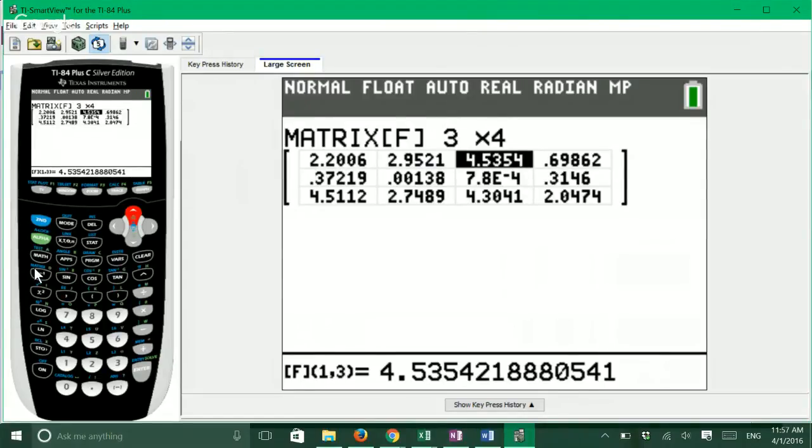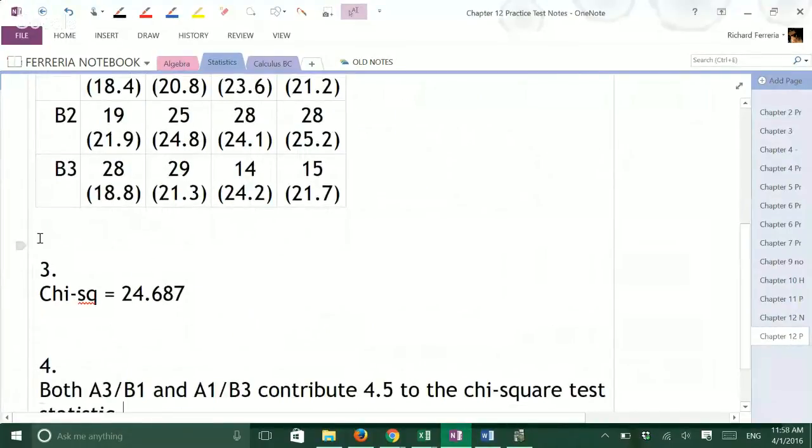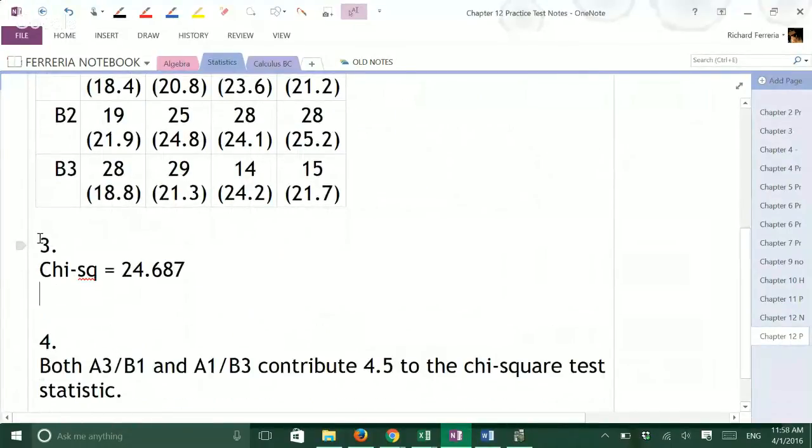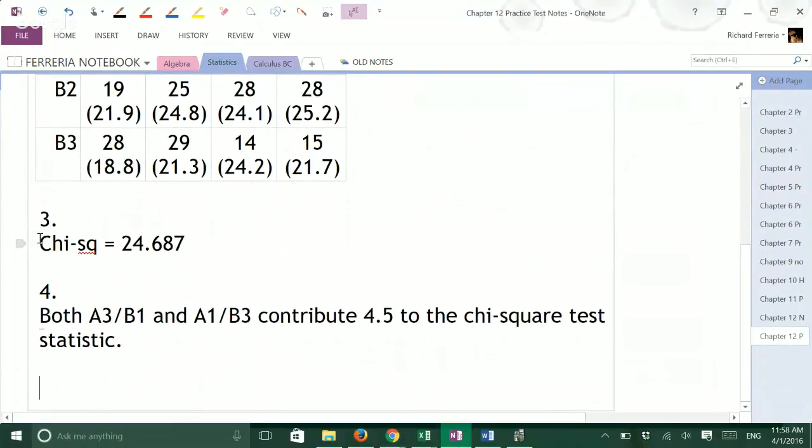Okay, so that takes care of questions 1 through 4. As you probably have noticed, there really isn't a lot of work to show on a lot of these problems. There's not a whole lot to do, really.